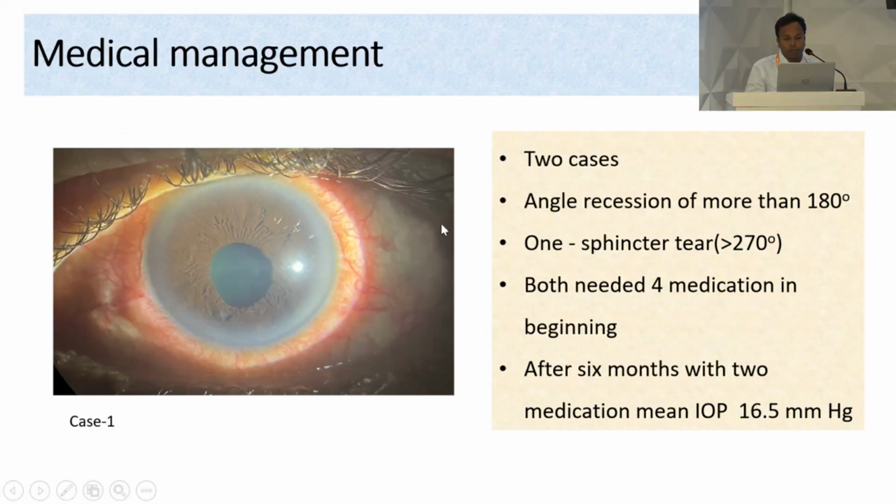So these are the medical management cases. You can see that 2 cases were there. I have put 1 photo. You can see 270 degrees of sphincter tear, and both needed 4 medications in the beginning. After 6 months, once the inflammation had recovered, with 2 medications the mean IOP was 16.5 millimeter mercury.